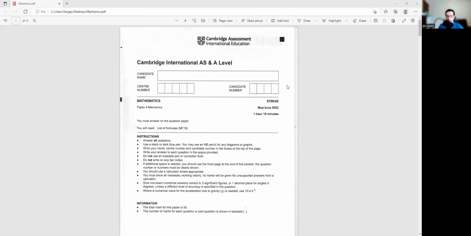Hi. In this video, we're going to have a look at the most recent A-Level Mechanics past paper, which is at the moment May-June 2022. The mark scheme for this paper is not available yet, so I'll just show you how I would approach this paper if I had to take the exam. But if I make any mistakes, please feel free to let me know in the comments to this video.